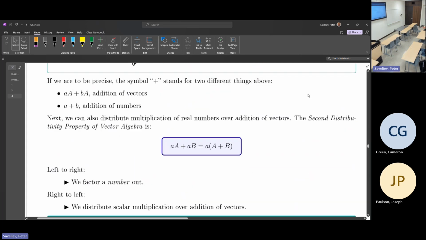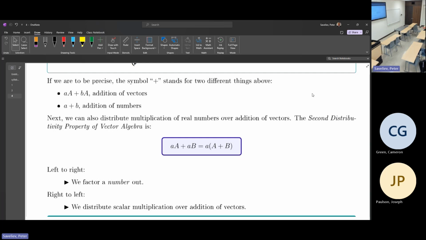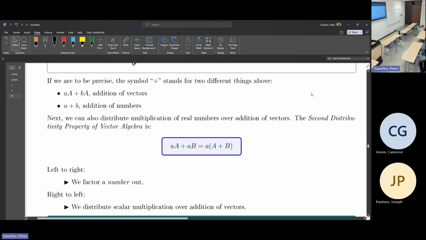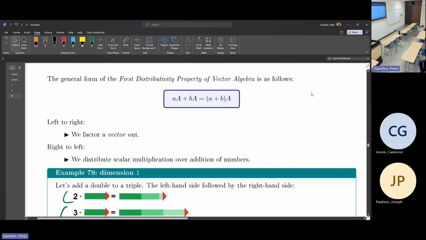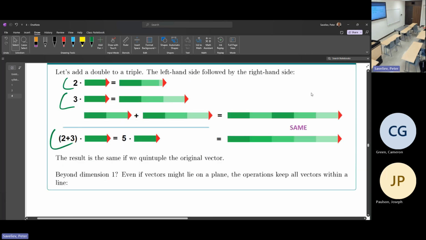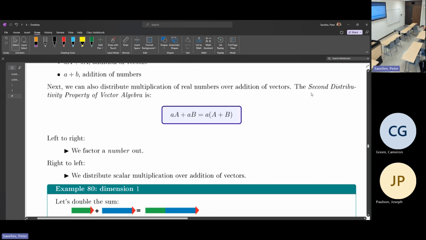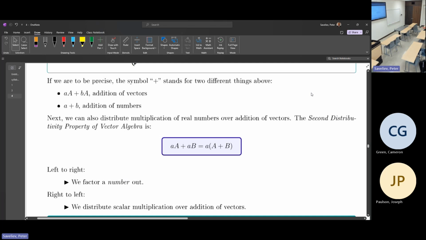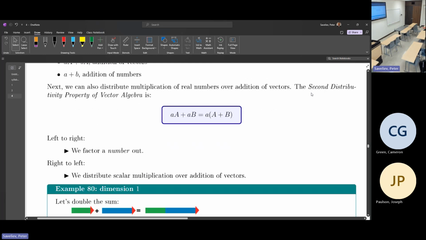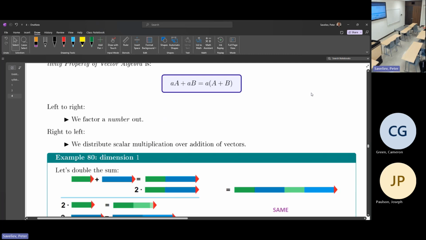The second distributive property is this. There are two vectors, one number. Before it was two numbers, one vector, and here we have one number, two vectors. So whatever is being factored out: here we factored out the vector, here we're factoring out the number. That's the difference. And once again, if we go backwards, we distribute the number among the vectors.